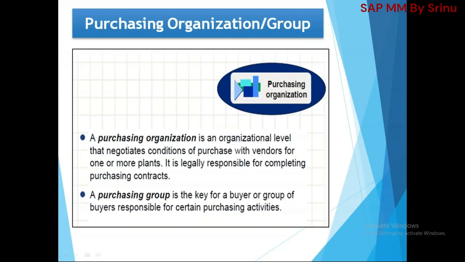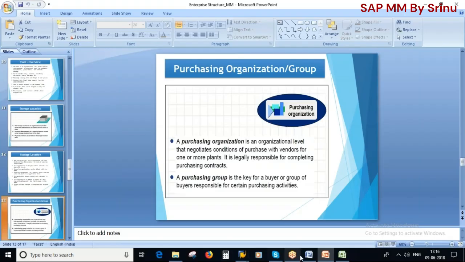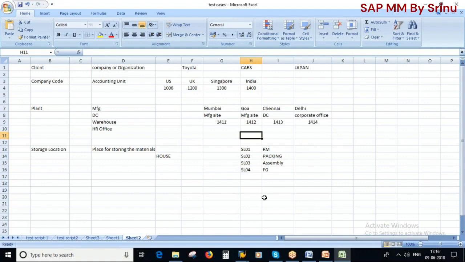A purchasing group is the key for a buyer or a group of buyers responsible for certain purchasing activities. That means in the purchasing department there will be a lot of people, right? Let's say four people are there: person A, person B, person C, person D. Person A is responsible for buying only raw materials.